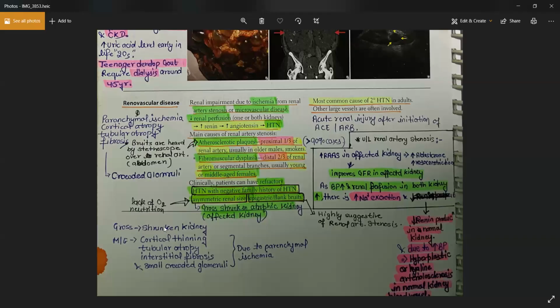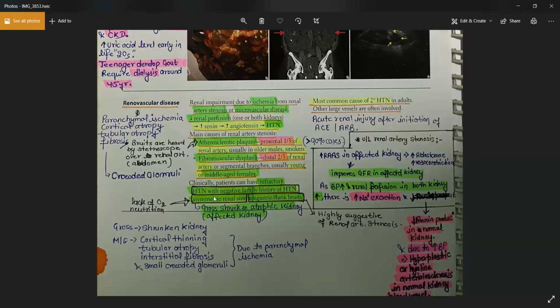So a patient having a shrunken kidney, cortical thinning, tubular atrophy, interstitial fibrosis, and small crowded glomeruli, think about ischemic damage to the kidney. The patient will have refractory hypertension. If you give the patient normal drugs, they cannot overcome this hypertension. It will be refractory to all other drugs. So only then will you think about renal vascular disease, when you give the patient every drug but no drug is affecting it.